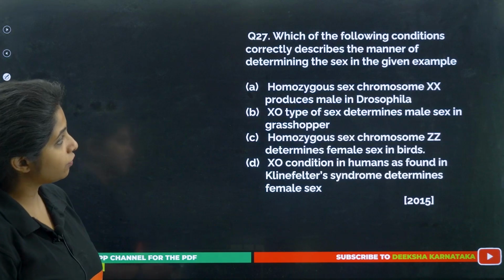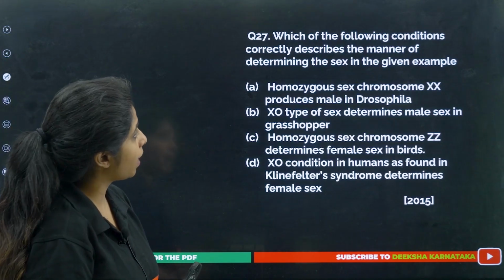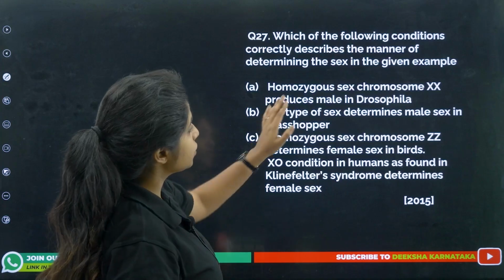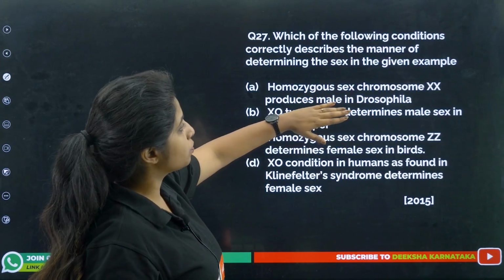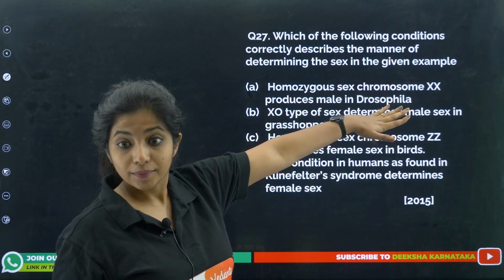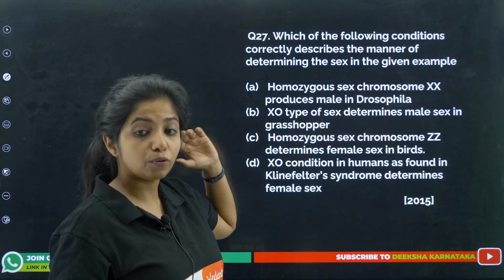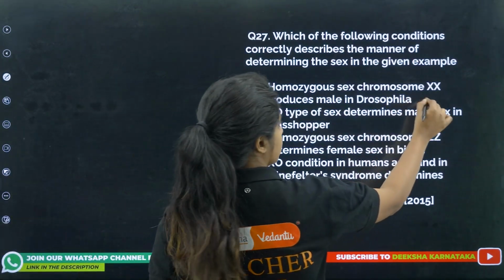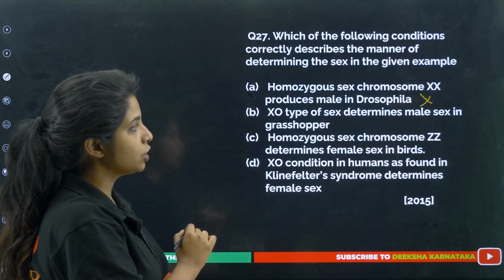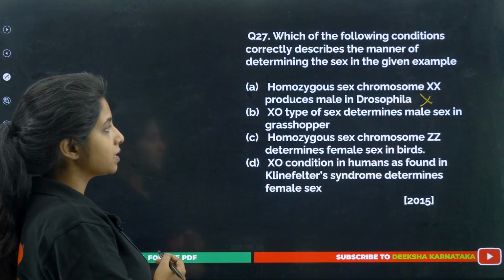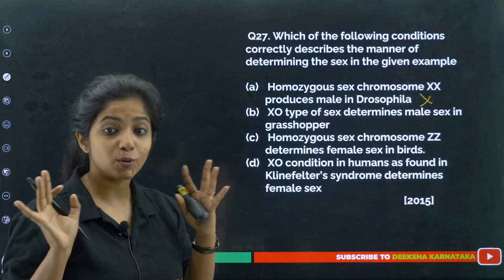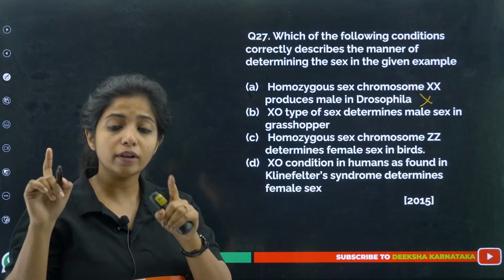Next question: which of the following conditions correctly describes the manner of determining the sex in the given example? Homozygous sex chromosome XX produces male in Drosophila. Is it male? I told you Drosophila and human beings have the same thing. So XX is for females, so this is wrong. XO type of sex determination determines male sex in grasshopper. Grasshopper is an insect, and insects have XO type of sex determination, where XO is basically for males.